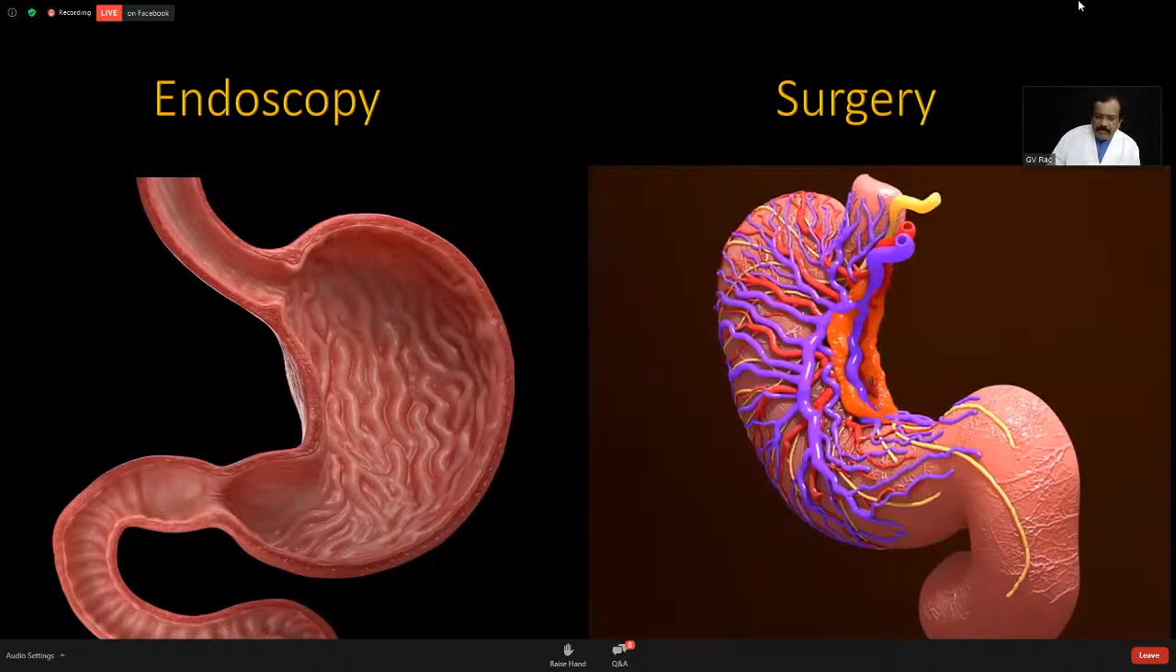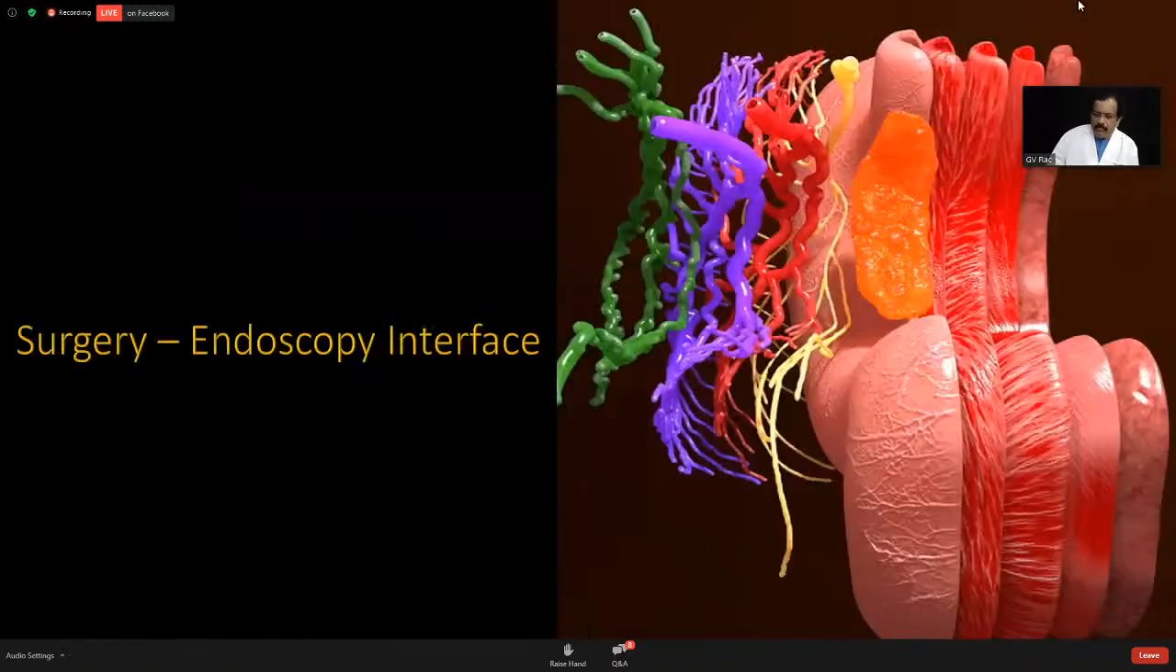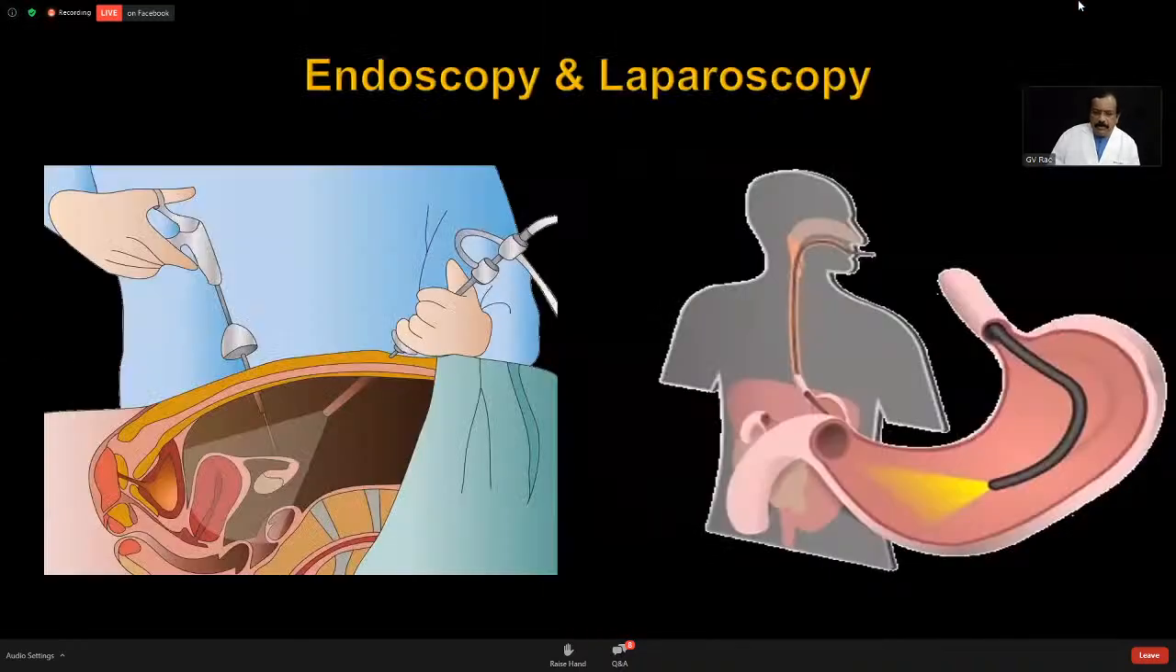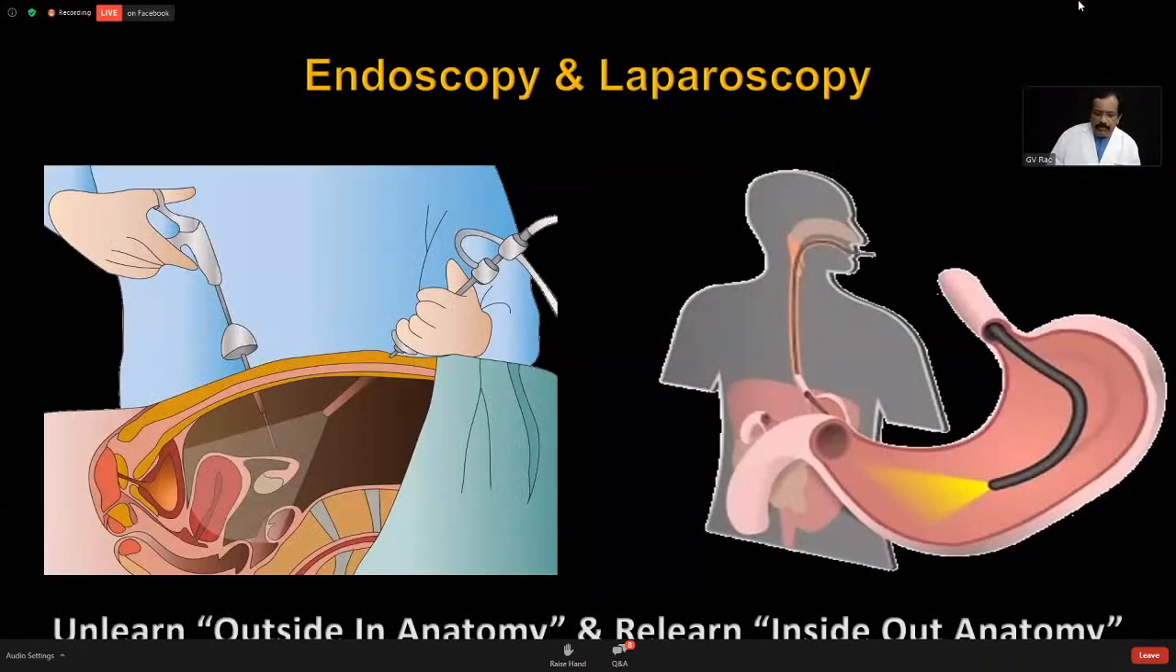This is the luminal side on the left. This is the serosal side. What we need to understand is the different layers of the stomach and the lymphovascular structures, and how to gain access into the peritoneal cavity without much morbidity and mortality. So whenever we are doing third space endoscopy, advanced endoscopic procedures, or these endolaparoscopic procedures, we have to unlearn the outside-in anatomy and relearn the inside-out anatomy. This is very, very essential. Without understanding this anatomy, I do not think we should venture into these advanced procedures, so that we avoid any major catastrophes.